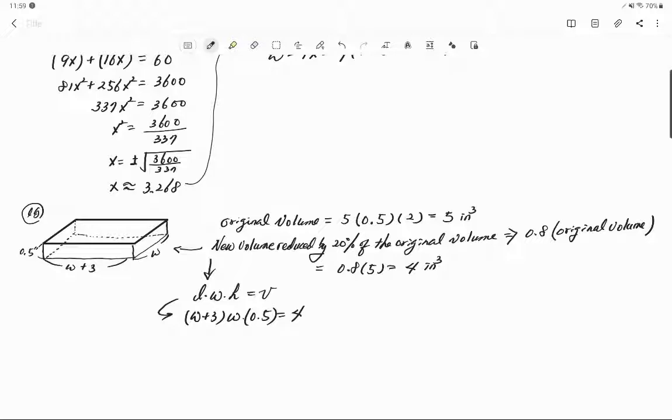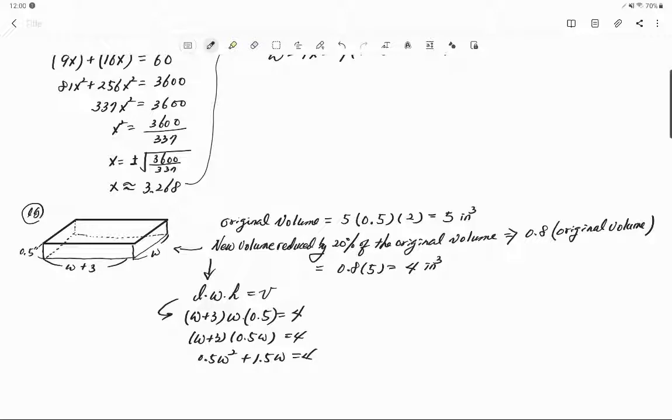So we want to find the width and the length so that the new volume will be 4 cubic inches. So from this one, let's find W. If you rewrite it, that is W plus 3 times 0.5 W equals 4. Then distribute, so 0.5 W squared plus 1.5 W equals 4.